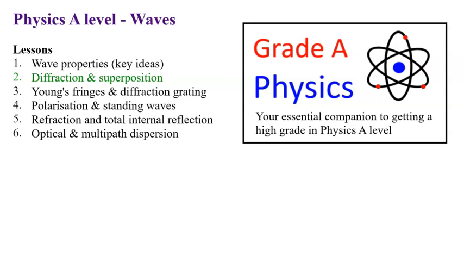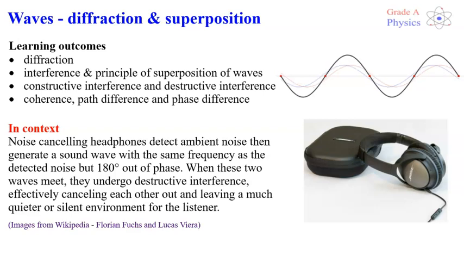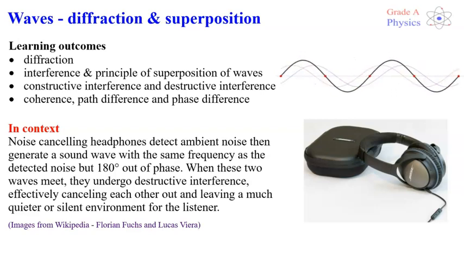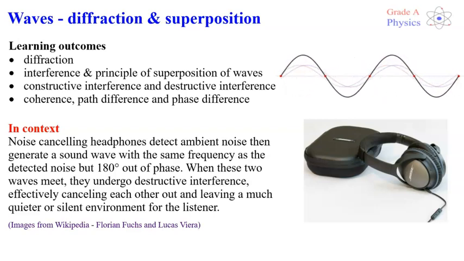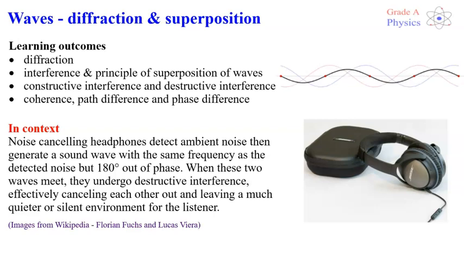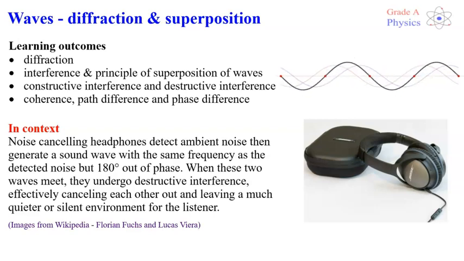Hi everyone, this is the second lesson of Physics A-Level Waves. This is diffraction and superposition. This lesson will cover diffraction, interference and the principle of superposition, the difference between constructive interference and destructive interference, and then some key ideas of coherence, path difference and phase difference. And the context example for this would be noise cancelling headphones, which are becoming more and more popular.